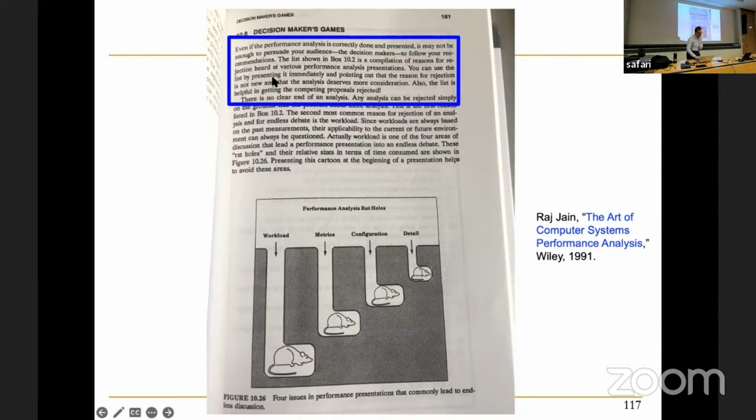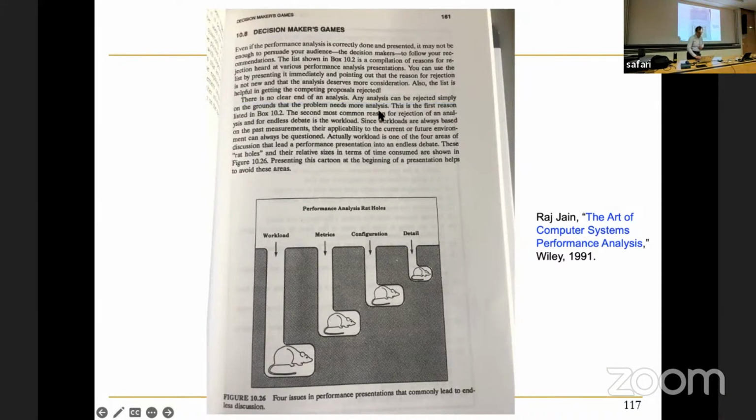You can use the list by presenting it immediately and pointing out that the reason for rejection is not new and that the analysis deserves more consideration. Also, the list is helpful in getting the competing proposals rejected. So he has a sense of humor also, as you can see. So basically, I think it's also good to look at the next part. There is no clear end of an analysis. Any analysis can be rejected simply on the grounds that the problem needs more analysis, right? That's true.